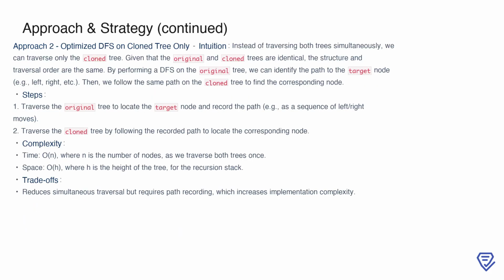Now let's consider a second approach that optimizes the traversal process. Instead of traversing both trees simultaneously, we can focus solely on the clone tree by leveraging the identical structure of the original and clone trees. Here's how it works. First, we traverse the original tree to locate the target node. During this traversal, we record the path taken to reach the target node, such as a sequence of left or right moves.